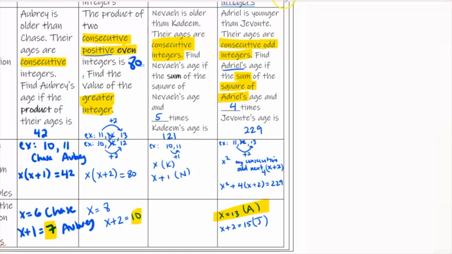All right, so that's what your situation is. Find the sum, so you're going to add together the square of N's age and 5 times K's age. Which one is K? Multiply that by 5 equals 121. Put that into the calculator, find your x-intercepts, root solutions, or zeros, and then ask yourself which one makes sense. Let's practice.